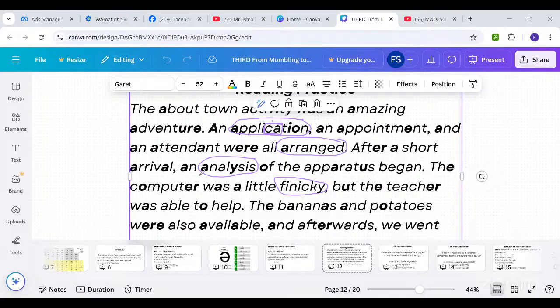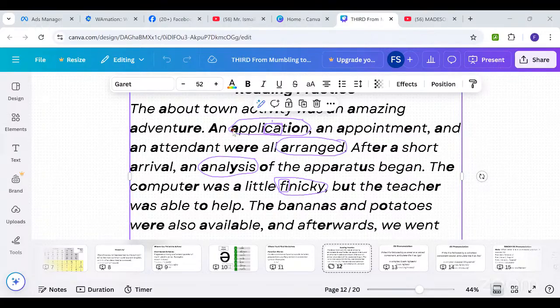Then we have an analysis. There's a way you pronounce this word. Analysis. You didn't stress it rightly. Analysis of the apparatus began. And the last word here is finicky. There's a way you pronounce this as well. Finicky. You're stressing FI. Finicky. Analysis. Please pronounce these four words, madam.